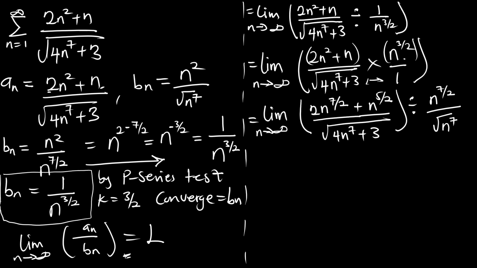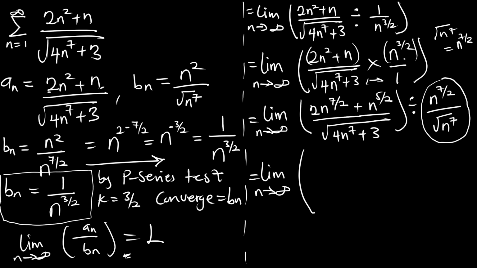Remember, this whole thing is the same as 1. Dividing by 1 is what? The same number. Right, you have to understand. Square root of n^7 is the same as n^(7/2). So now, this is what we are going to do. Limits as n approaches infinity of, now the numerator, this is going to be 2n^(7/2) divided by n^(7/2) plus n^(5/2) divided by n^(7/2).